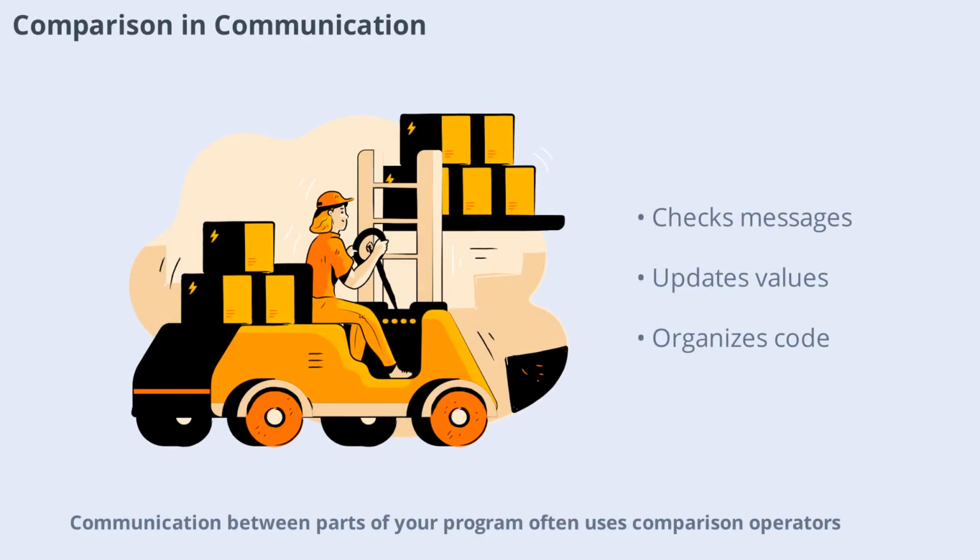Communication between parts of your program often uses comparison operators. For example, you might check if a message should be sent or if a value needs updating. This keeps your code organized and efficient.